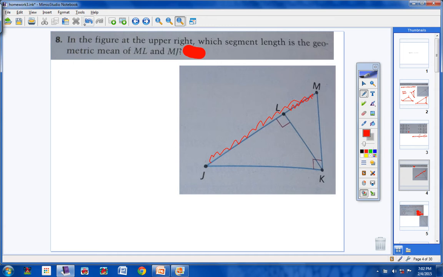Now, we had a theorem that stated this. The leg of this right triangle is the geometric mean of this segment here and the segment of the entire hypotenuse. So, which segment length is the geometric mean of ML and MJ, the whole hypotenuse? This segment right here, MK. The answer is MK. You gotta know that, guys, okay? You gotta know that. Memorize these.